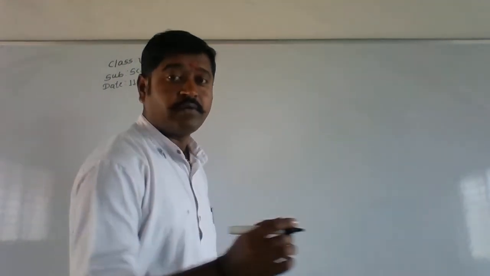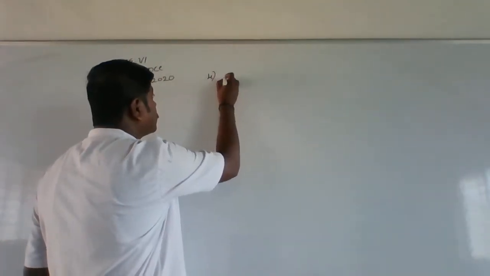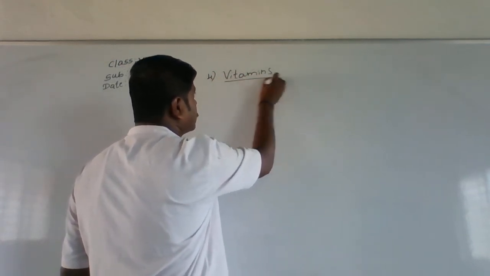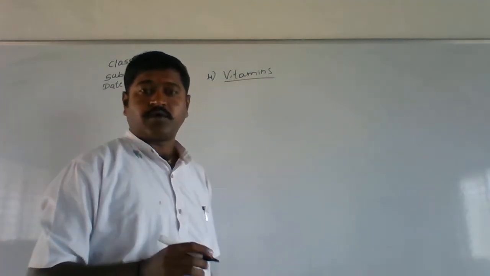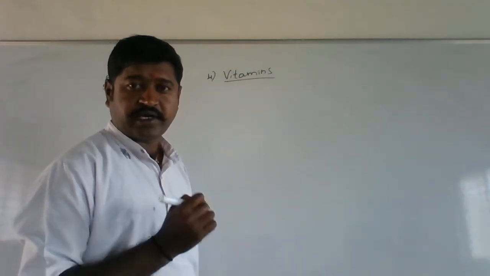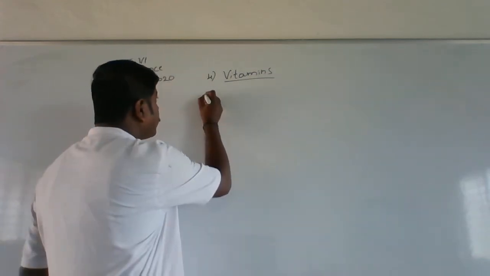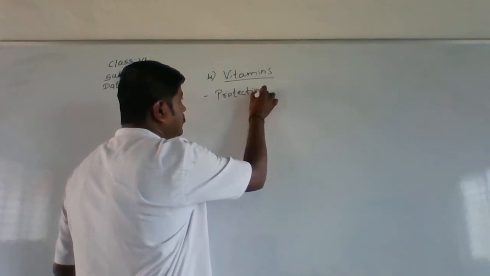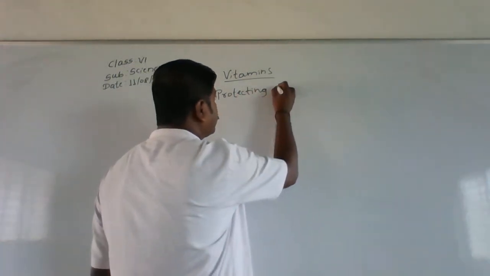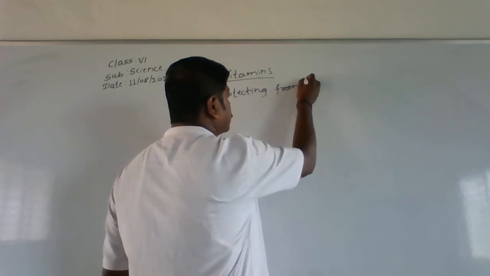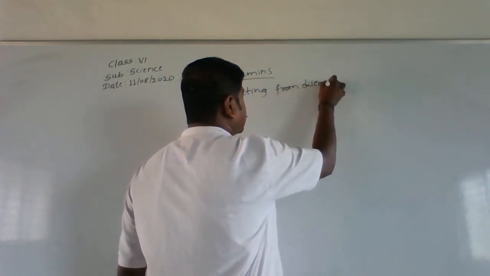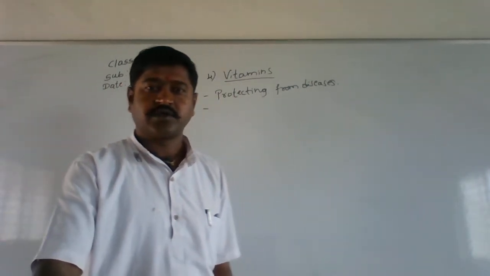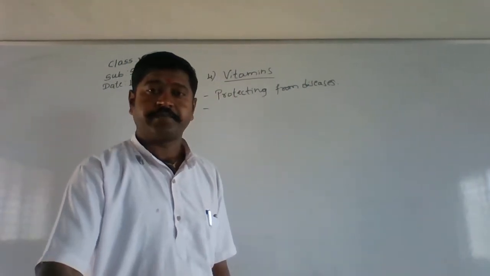Next one is vitamins. Fourth main nutrient is vitamins. Alright. What these vitamins are doing by being in our body? It is protecting us from diseases. So diseases are protected by vitamins in the body.